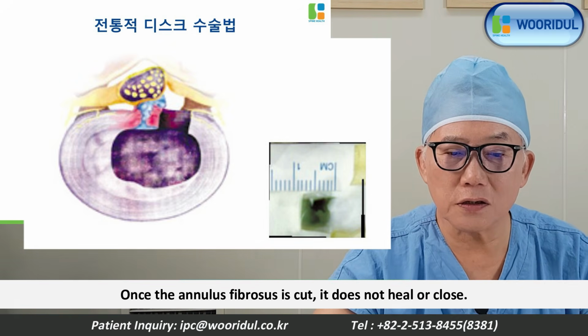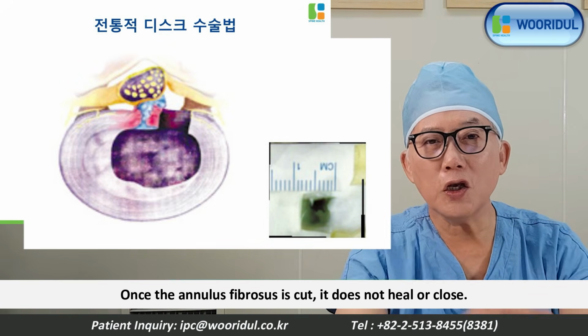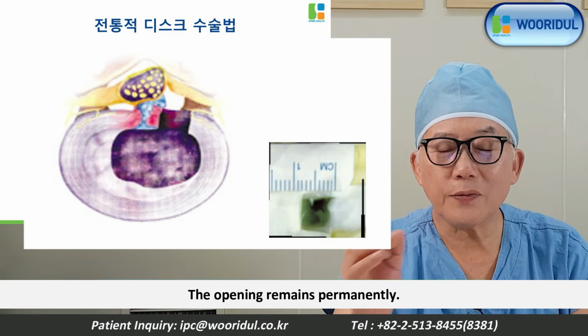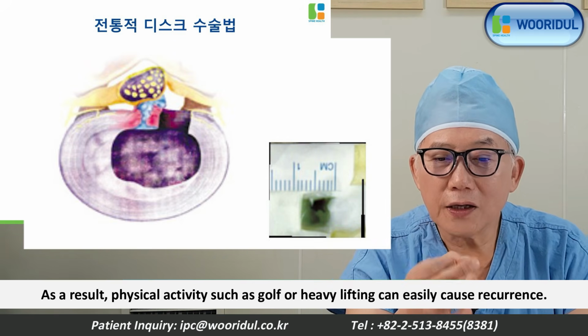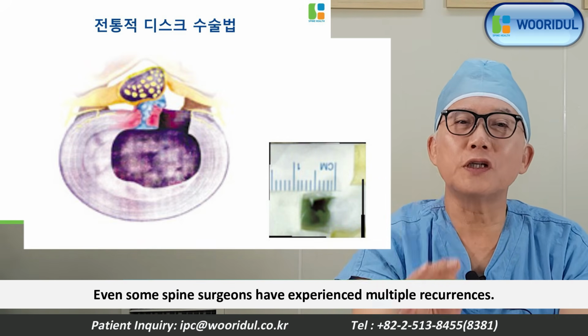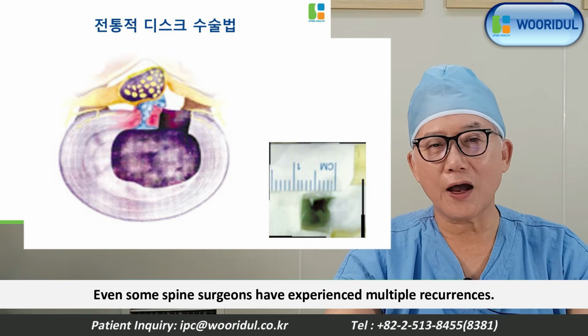Once the annulus fibrosus is cut, it does not heal or close. The opening remains permanently. As a result, physical activity such as golf or heavy lifting can easily cause recurrence. Even some spine surgeons have experienced multiple recurrences.